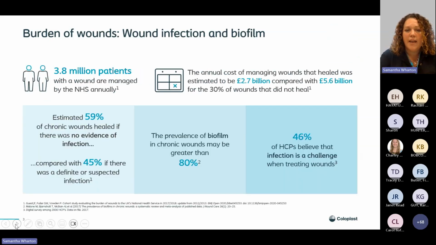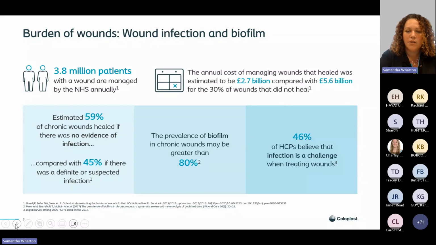So, burden of wound care. We know that recently we've had those two studies from Julian Guest. If you're not aware of them, they're real pivotal studies that look at the burden of wounds and the costs incurred when we're looking at wounds. So the two papers, one was written in 2012-13 and one was written in 2017-18. And, you know, when we think about that, this data is 5 years out of date.